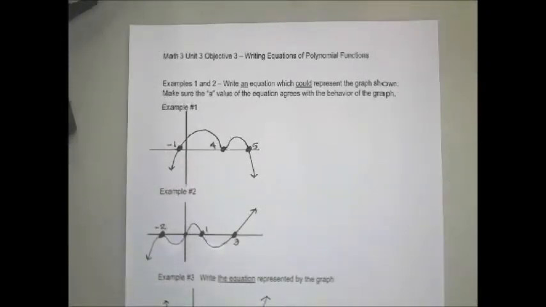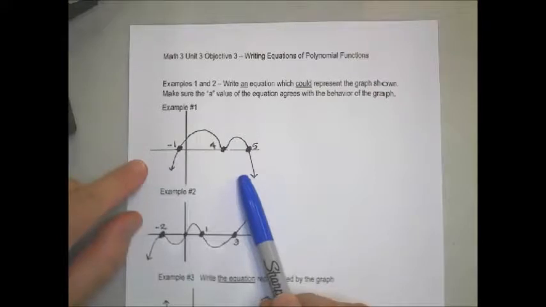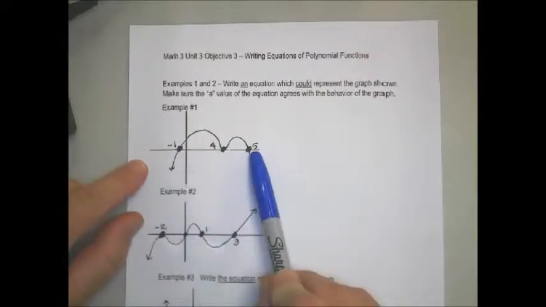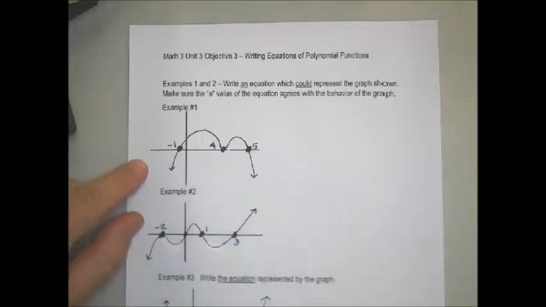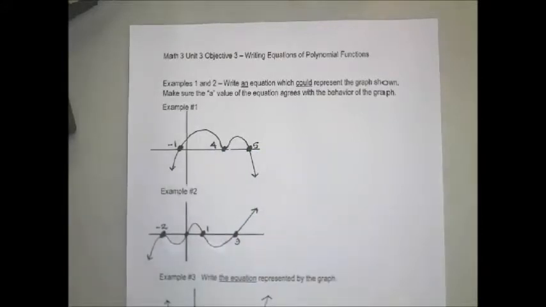In Objective 3, we're going to start writing the equation of given polynomial functions from specific information. In examples 1 and 2, we're not given all the information we need, because we need to know all of the x-intercepts plus another point. Well, in example number 1, we don't know all the information. We know all of the x-intercepts or all of the zeros, but we don't have that one other point, whether it be the y-intercept or any other point on the graph, that locks the graph into place.